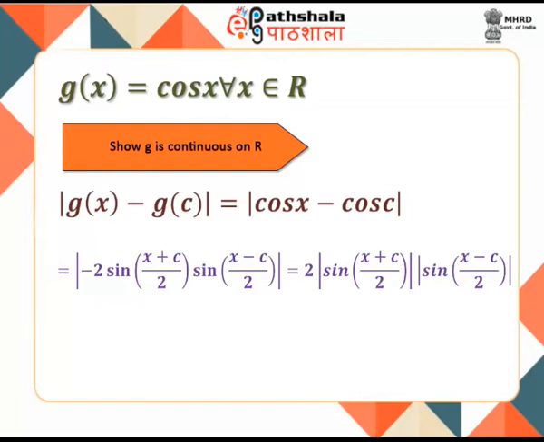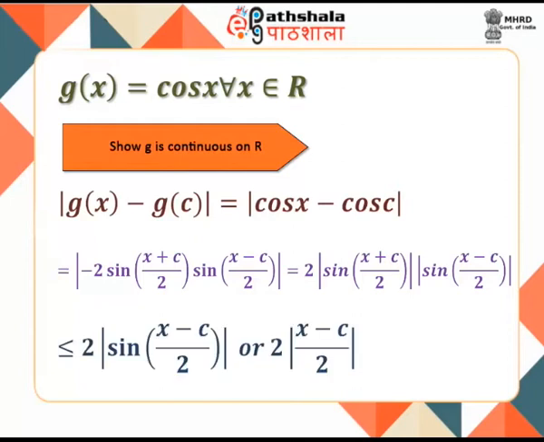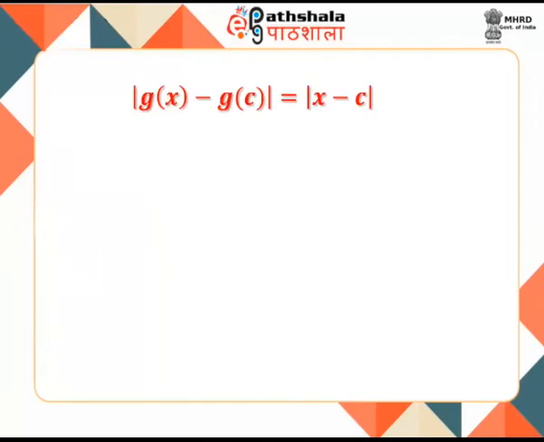Now, since modulus sin theta is less than or equal to 1, modulus g(x) minus g(c) is less than or equal to 2 modulus sin((x minus c)/2), or 2 modulus (x minus c)/2 as modulus sin theta is less than modulus theta. Modulus g(x) minus g(c) is less than or equal to modulus x minus c.